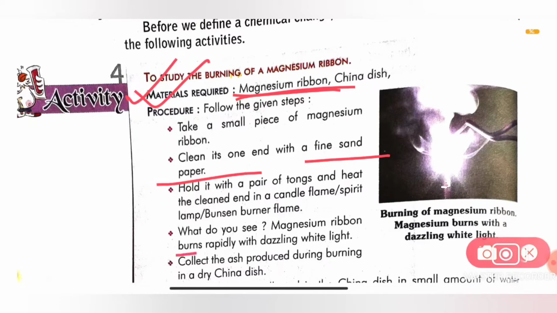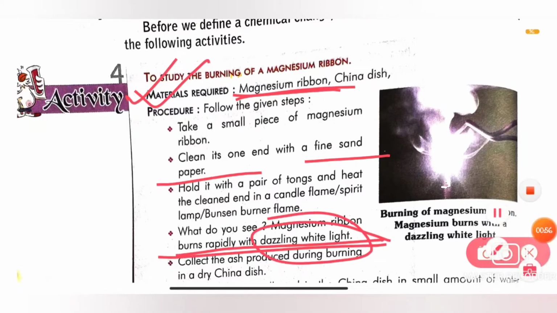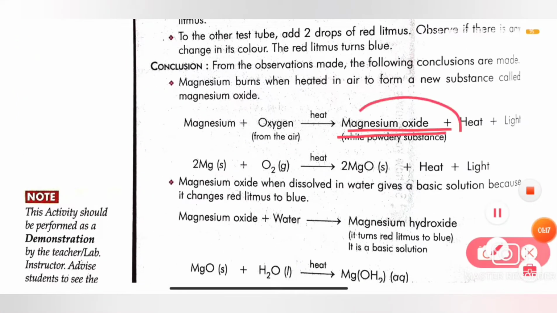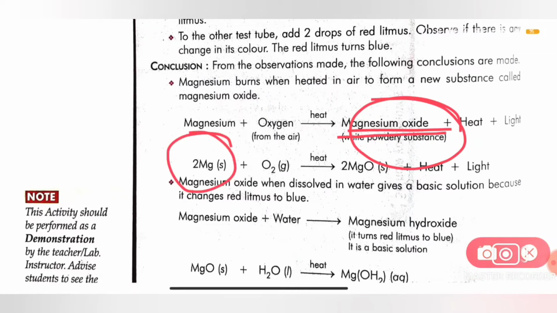We see that the magnesium burns rapidly with dazzling white light and after burning it will produce a white powdery substance. It completely changes from what it was and produces a completely new thing, a white powdery substance which is called magnesium oxide. This new substance is quite different from magnesium because it is a basic solution as it turns the red litmus blue.